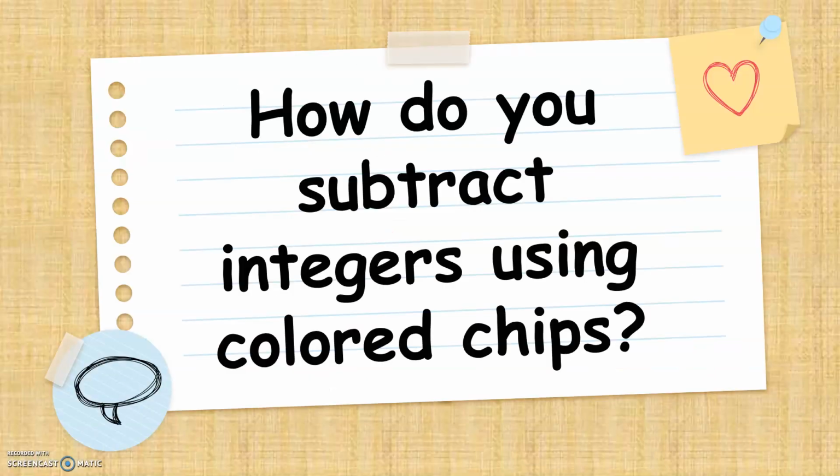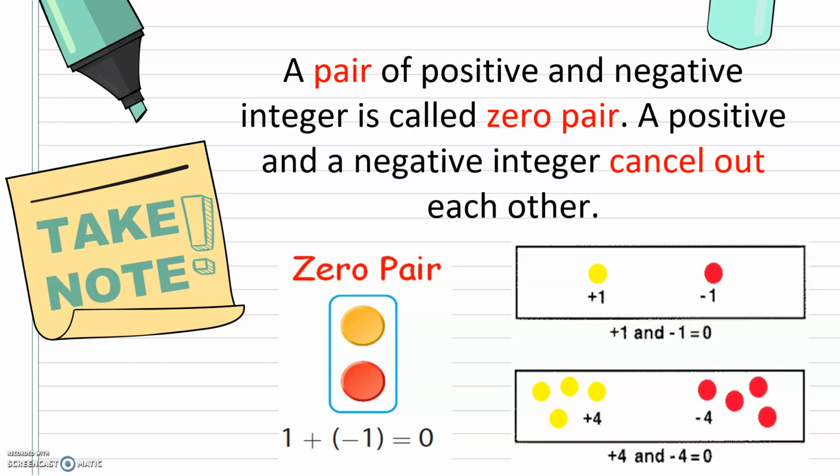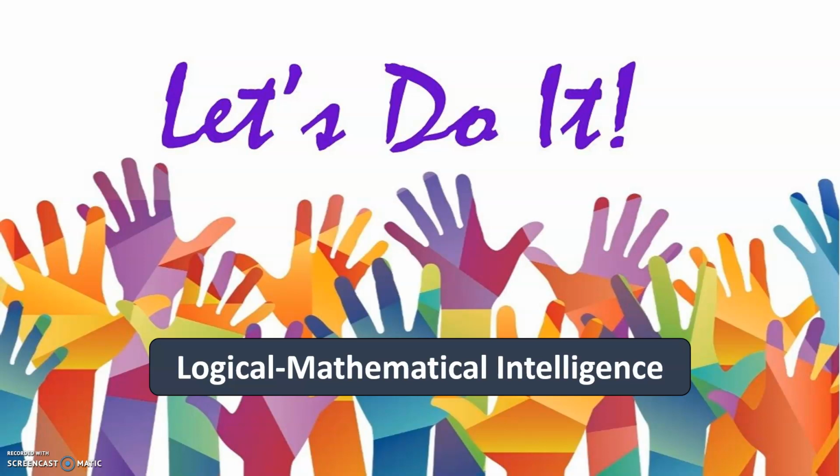Now let us try to subtract integers using colored chips. But first, let us recall what zero pair means. A pair of positive and negative integer is called a zero pair. If you have a positive and a negative integer, they cancel out each other. Now your knowledge of zero pair is very important in subtracting integers using colored chips. So let's have some examples.